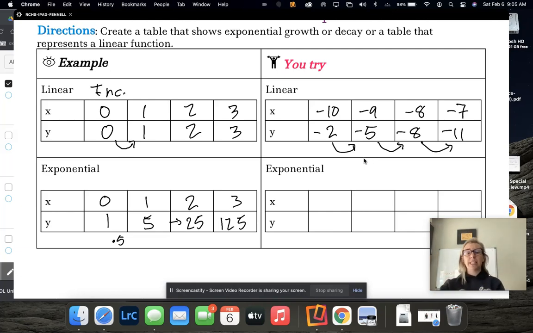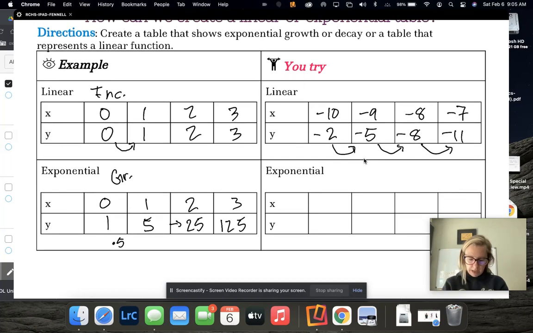Notice this is increasing dramatically. So 1 to 5, it's 4 apart, right? And then 5 to 25, that's a much bigger distance between those 2 points. Exponential growth. We call it growth when we're increasing, and we call it decay when we're decreasing, okay? So this would be exponential growth. This one was after I changed to negatives. This is decreasing over time. So this is growth, also known as increasing.